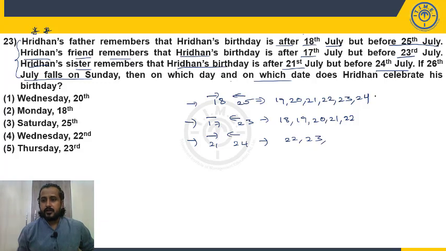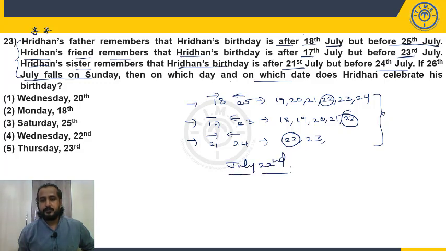Okay. Now how to find out the date? I need to find the date which is common among all the persons, and that will be his definite birthday date. Okay. What is the common date? 22, 22, 22 is a common date among all. So I can say that his birthday is on July 22nd. Fine. But what is given? If 26th July falls on Sunday. Then on which day and which date does Hridan celebrate his birthday?